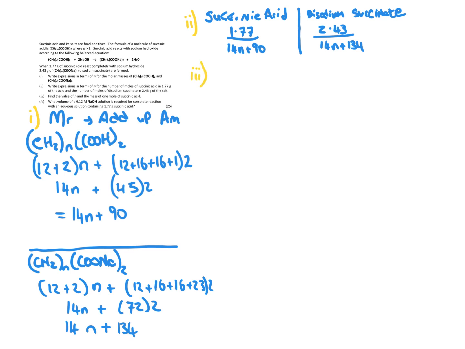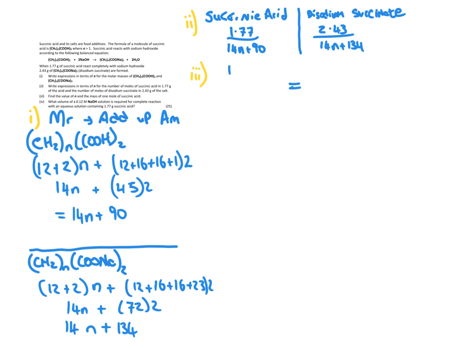So if we move on to part 3 of this calculation, part 3 asks us to find the value of N, and then it asks us to find the mass of 1 mole of succinic acid. To find the value of N, I'm definitely going to have to use the two expressions that I've just created. What I can do is let these two expressions be equal to each other. The reason I can do that is the question says 1.77 grams of succinic acid reacts completely with sodium hydroxide to produce the 2.43 grams of the sodium succinate.